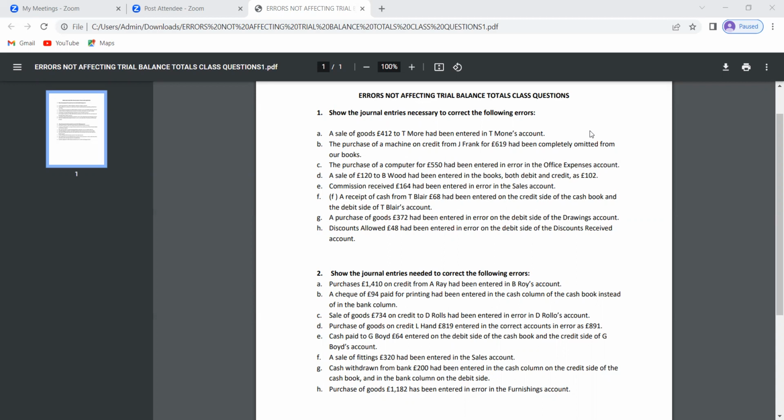So question number 1 says, show the journal entries necessary to correct the following errors. A: A sale of goods 412 to Timor had been entered in Timor's account. How do we correct that? So I want you to open your document so that now I can go to the board.